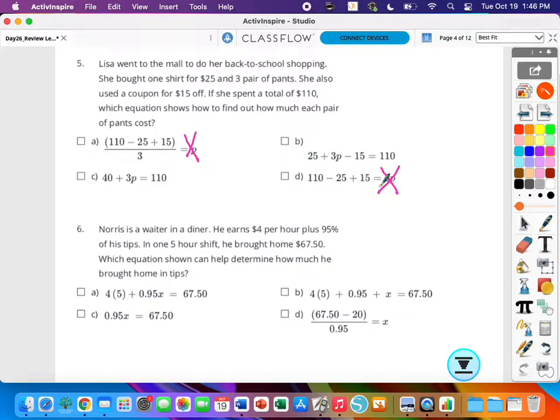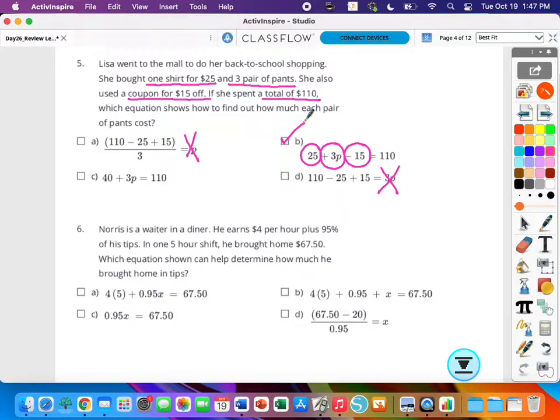So now what did she buy? Well, she bought one shirt for $25. So 25 should show up once. And 3 pair of pants. And a coupon for $15 off. She spent a total of $110. We got the total. So we're going to take 25 and we're going to add it to 3 pair of pants. We don't know how much the pants cost. We just know that there are 3. So we got 25 plus our 3P. And what does a coupon do? It takes off money, so minus 15. So B is going to be your answer on that one.